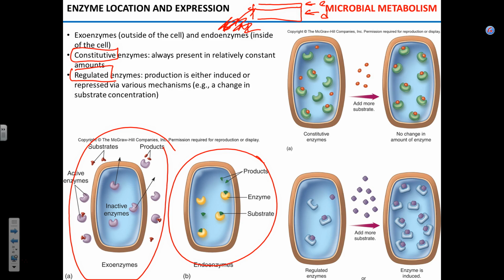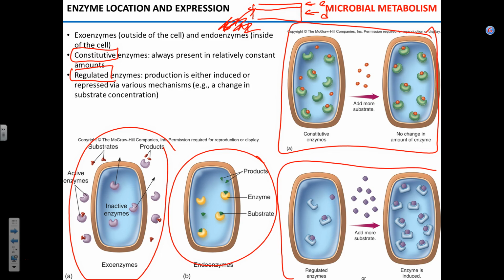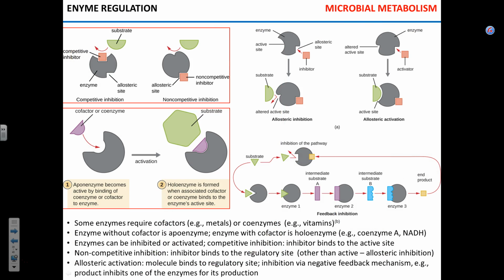Okay, so you can see here, that's the illustration of the constitutive, when amount of substrate doesn't really do much. And this is the regulated enzyme. You see, you start off with just a little bit, but if the amount of substrate increases, the amount of enzyme increases. That makes sense. Regulation, that's going to be the last thing that we're going to talk about before the break. Now, what should we start with?